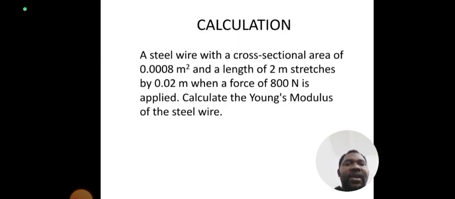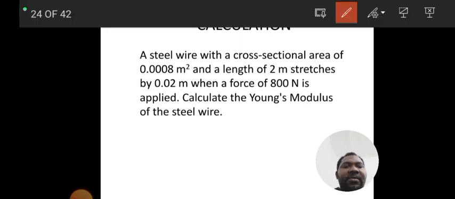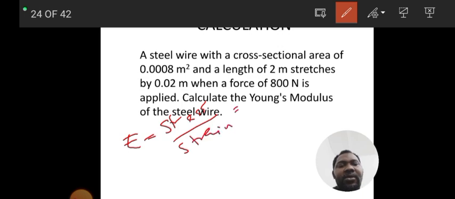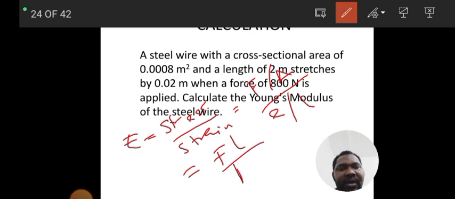It says a steel wire with a cross-sectional area of 0.0008 meters squared and a length of 2 meters stretches by 0.02 meter when a force of 800 newtons is applied. Calculate the Young modulus of the steel wire. Now we are given force. We say that Young modulus E is stress over strain, and stress is force over area, and strain is extension or change in length over original length. So we can say that it is force times length all over area times extension.